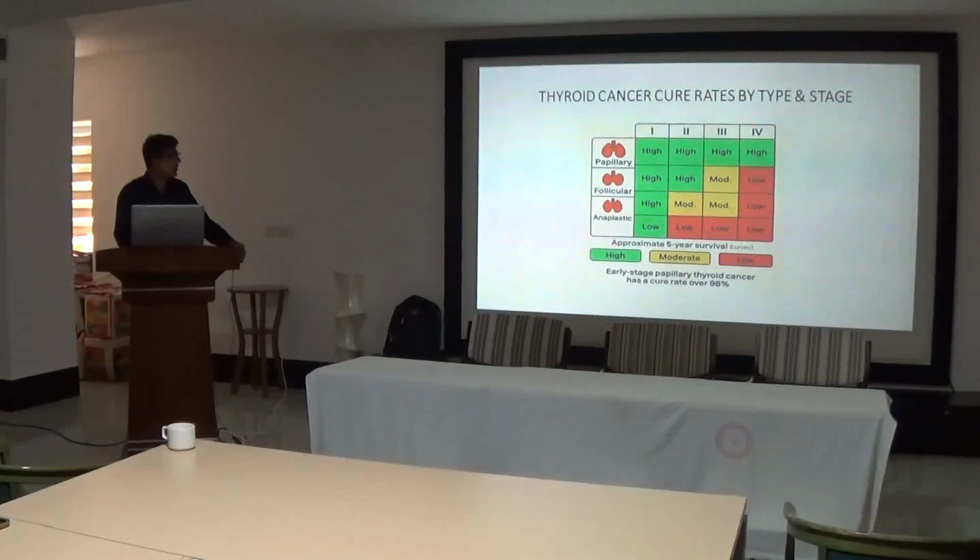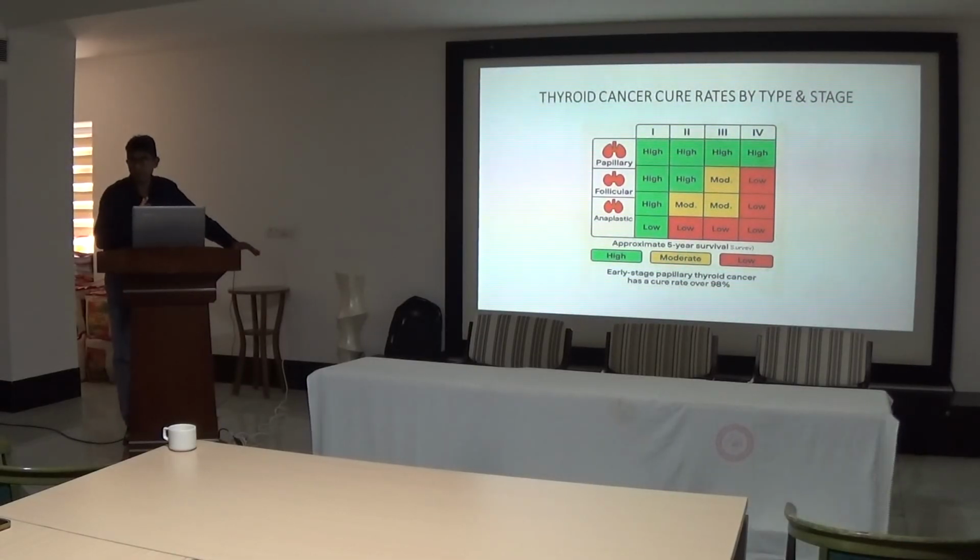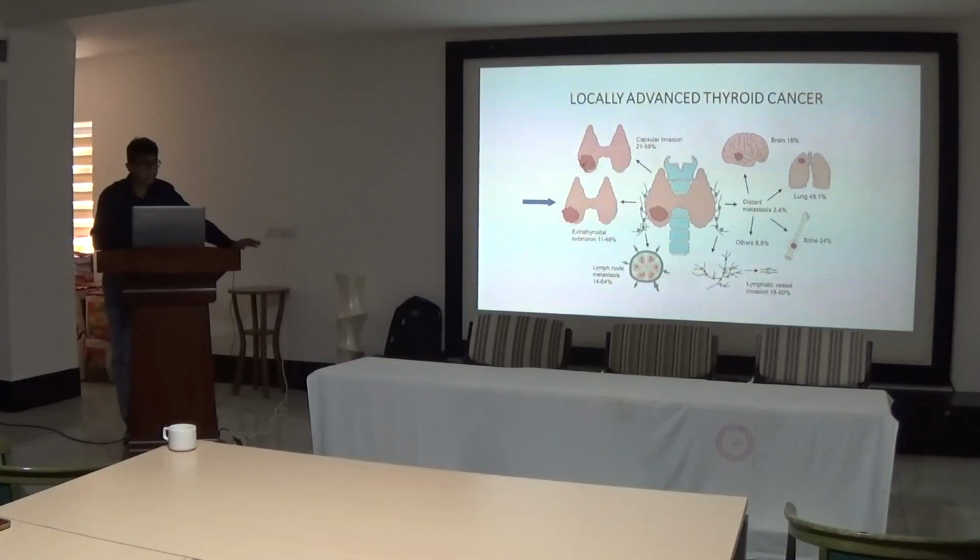Now if you see the anaplastic, we usually do not touch the patients unless it is a very small anaplastic which we don't get, and it is just limited to the thyroid gland. Sometimes they operate also, but we have not seen patients of anaplastic coming to us with that sort of tumor or stage. Now we come to our locally advanced thyroid cancer.